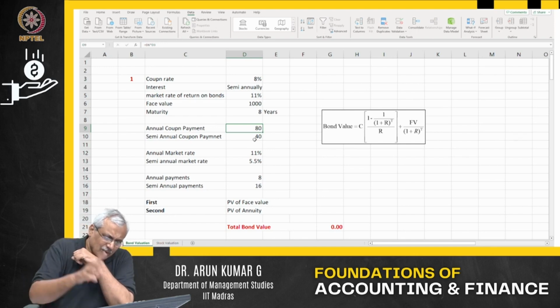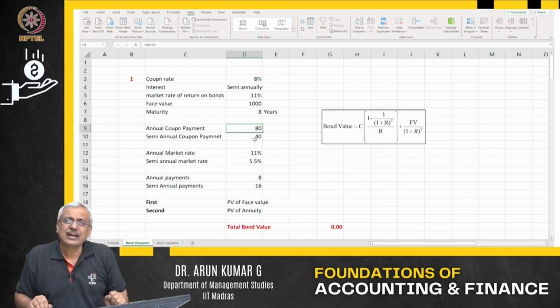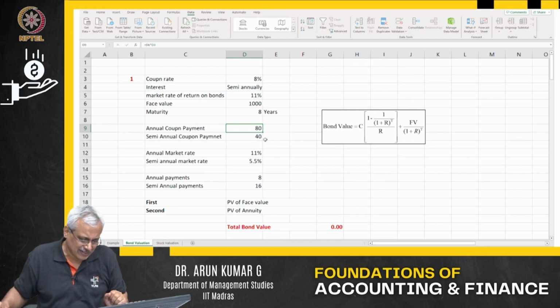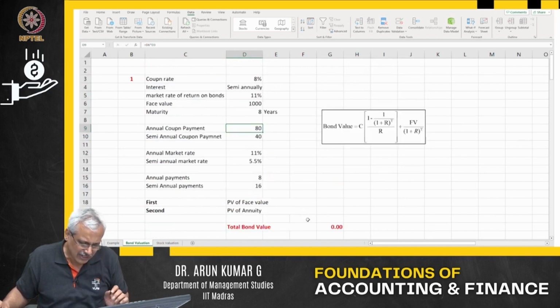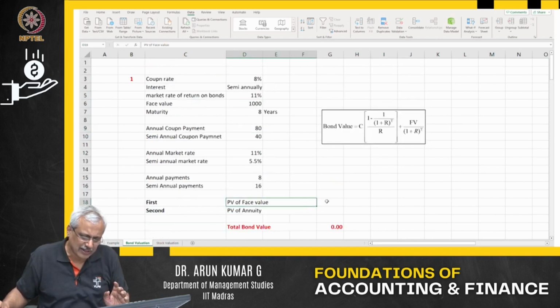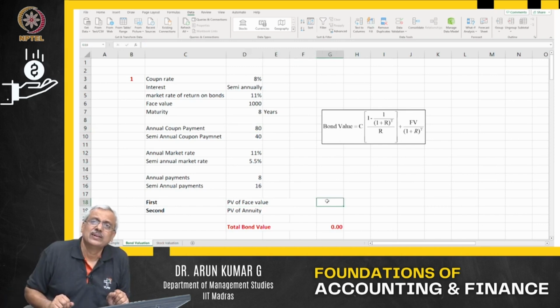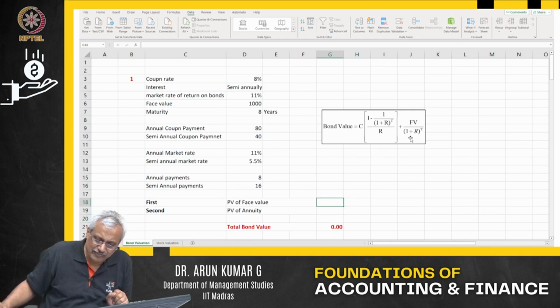So let us look at the market value of this bond. I am going to do it in both cases. I can use an Excel function, but I am not going to use an Excel function here. Let us calculate the present value of the face value of this bond. First thing, the face value of the bond. That is what we talked about. The face value of the bond is $1,000 that I am going to get.